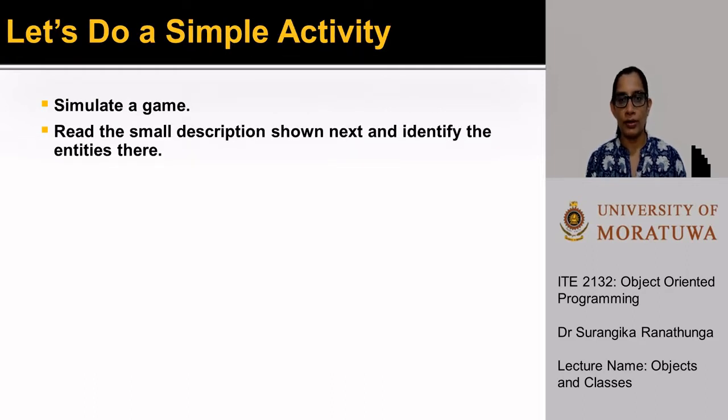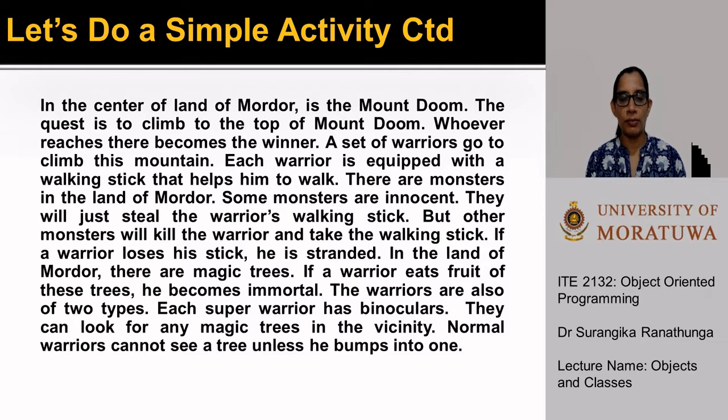So in order to start, we will do a simple activity. We are going to simulate a simple game. Now read the small description shown next and identify the entities there. So pause here for a minute and identify the entities. An entity means a thing. So here I have identified the entities. We have Land of Mordor, we have Mount Doom, we have warriors, we have walking stick. There are many entities. Now, how are we going to simulate this game?